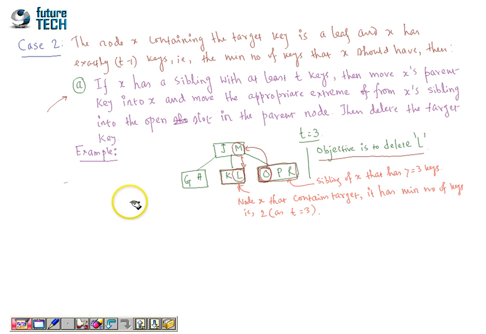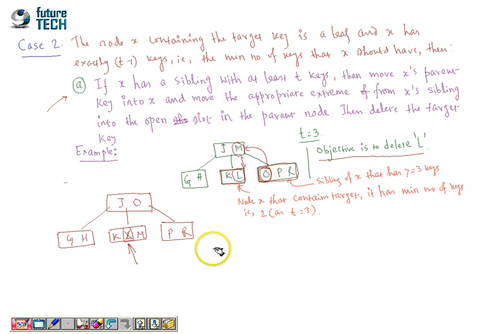So the next step should be something like this. J, the key O should go here to the parent, and then GH on the left of this, and then we have K, L, M. M is moved from the parent to this target node X, and then we have here P and R. Now we can delete L. Since this node now contains 3 keys, L can be deleted.